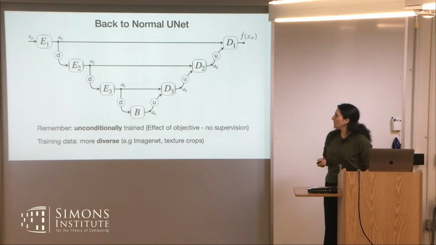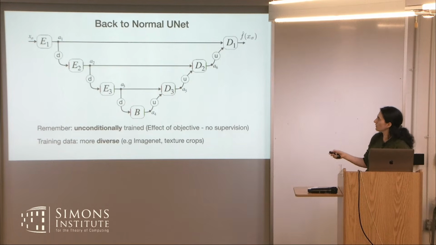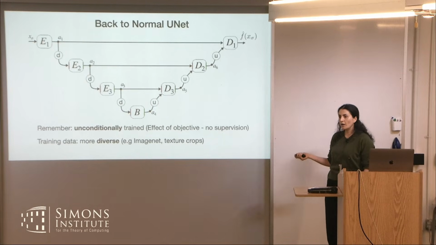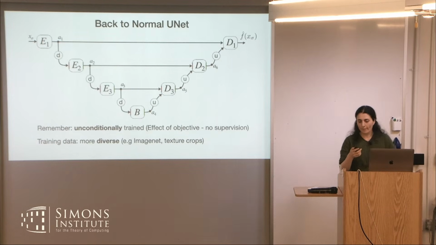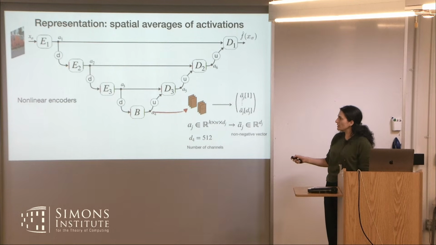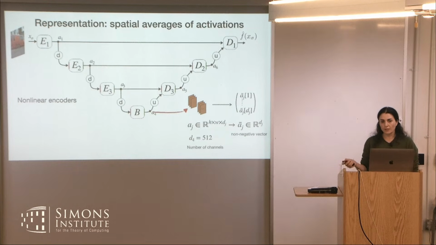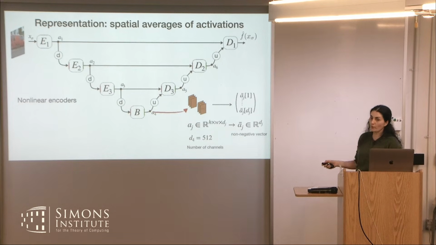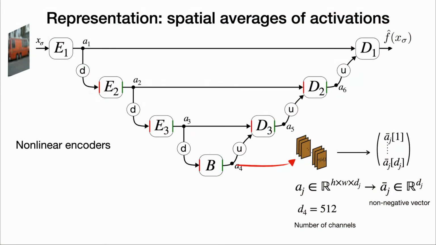All right, so we're going to go back to the normal unit. The encoders are nonlinear. It's trained unconditionally on ImageNet, so we have increased the diversity of the images in the data. And now, because the encoder is nonlinear, the representations become way more complex, right? In this unit, we have 512 feature maps, 512 channels. So it creates a very large representation in this deep layer.